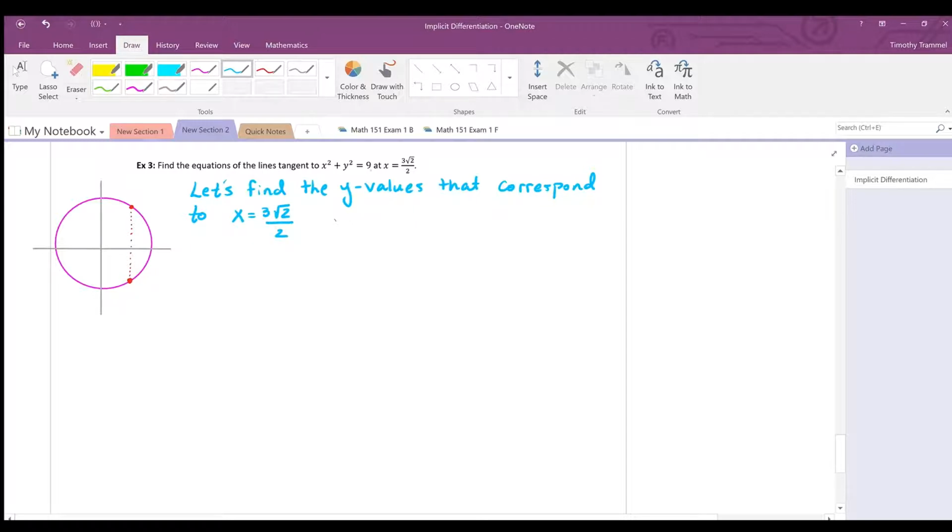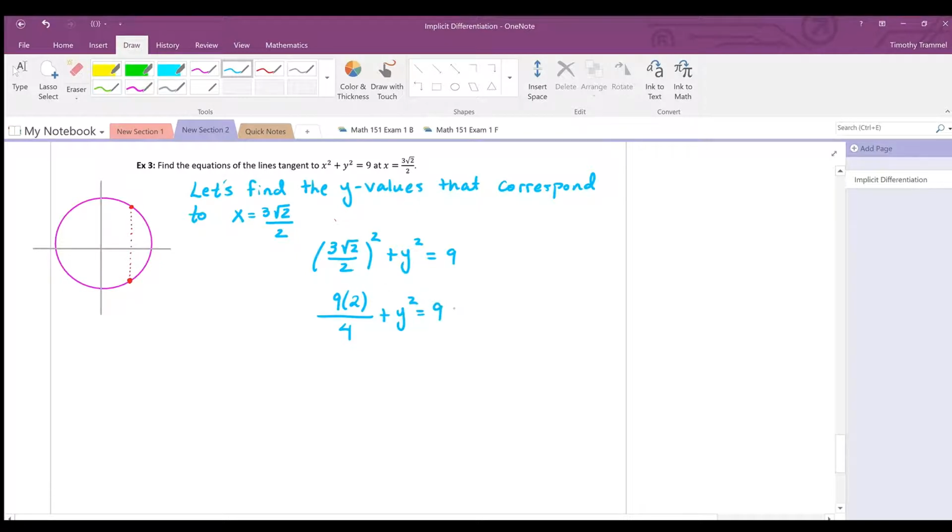In order to do this, we just need to plug in x equals 3 square root of 2 over 2 into our equation x squared plus y squared equals 9. So this looks like 3 square root of 2 over 2, squared, plus y squared is equal to 9. And now if we square this, if you square the 3, that'll give you 9. If you square the square root of 2, that'll give you 2. And if you square the 2, that'll give you 4. So we have 9 times 2 divided by 4 plus y squared equals 9.